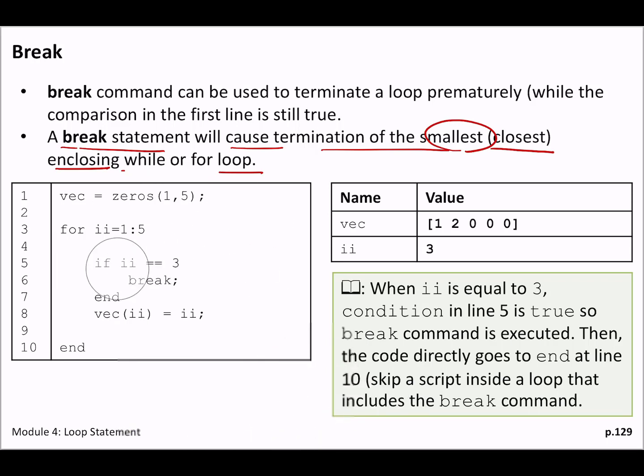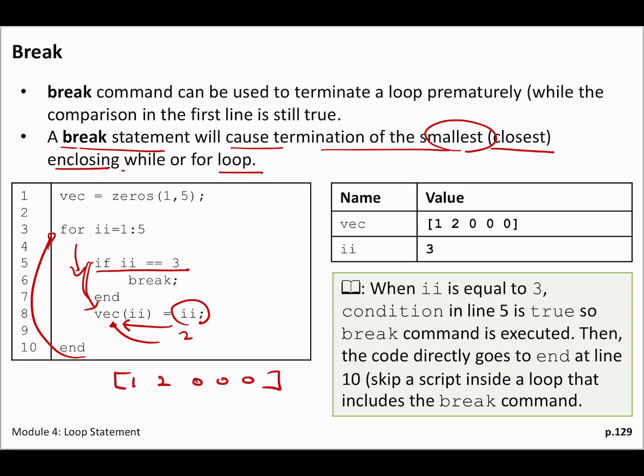Alright, so here's the example. Okay, i is equal to 1 and go to this action. This condition statement is false, and then you're assigning the 1 to the first location of the vector. Okay, go up. i is equal to 2. Condition statement is false. Skip. Then 2 is assigned to the vector, right? So now it's 1, 2, 0, 0, 0.